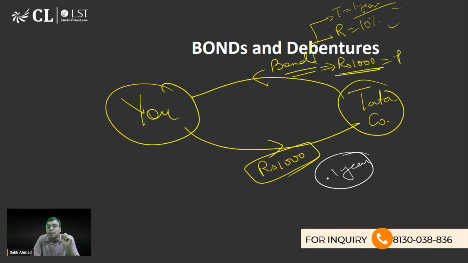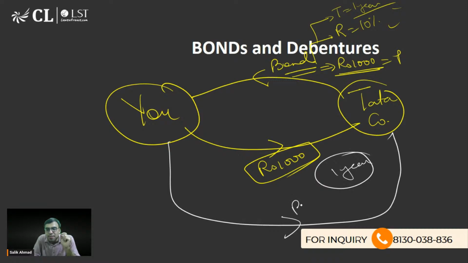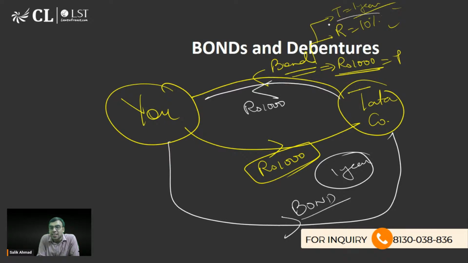ठीक है, तब 1 साल बाद क्या करोगे, after 1 year is complete, you will go to the Tata company and give back that bond. जो कागज होता है, there's a paper, bond paper आता है, तो आप उनको जमा करोगे and after 1 year they will give you back that 1000 rupee plus your interest, 10% interest, यानी 100 रुपये और. So after 1 year you will get 1100 rupees.